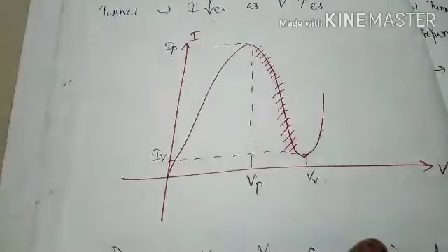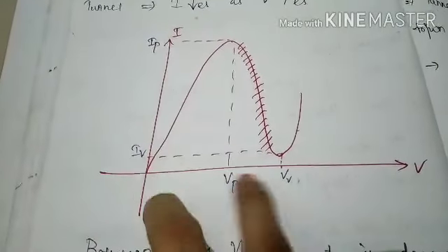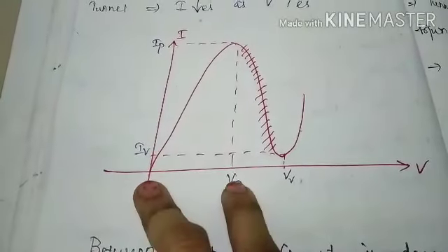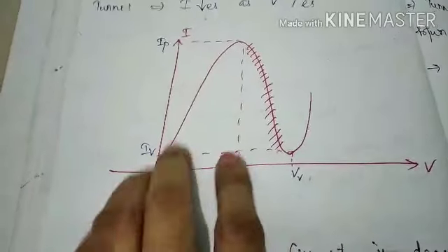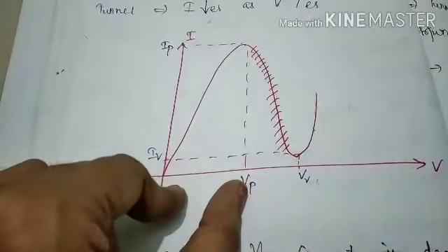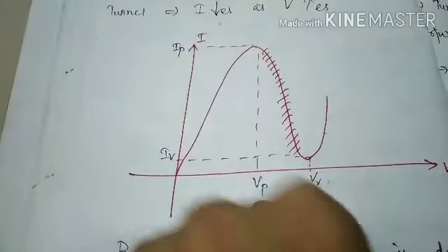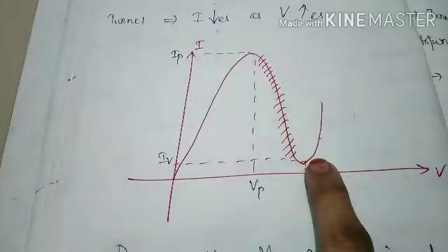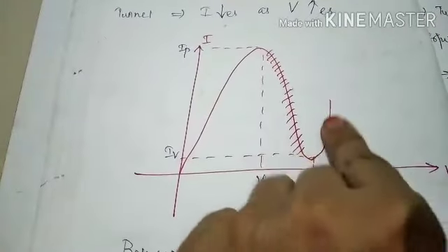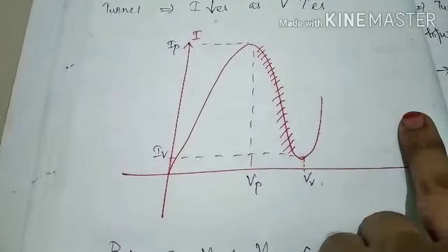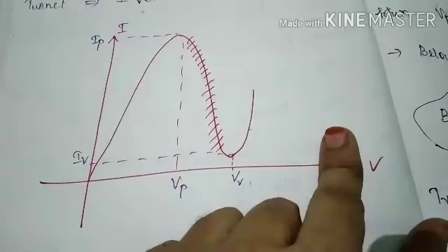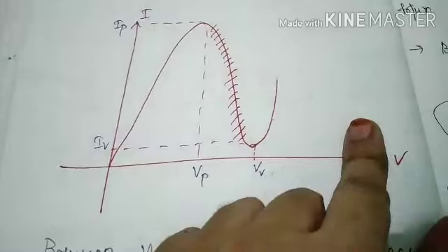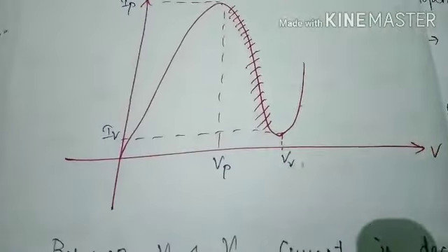Once again, I am explaining through this graph. Below VP, it is just like a normal small resistance region. It is working as a small resistance. Between VP and VV, it is a tunnel diode. After VV, it is operating like a normal PN junction diode. Generally, questions will be asked about which region the tunnel diode operates in: below VP, after VP, after VV, or below VV.